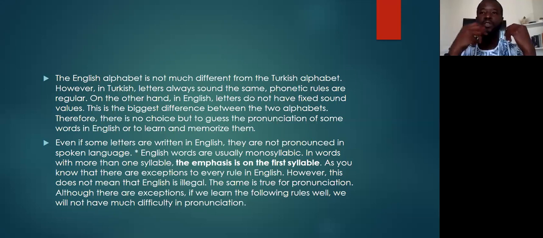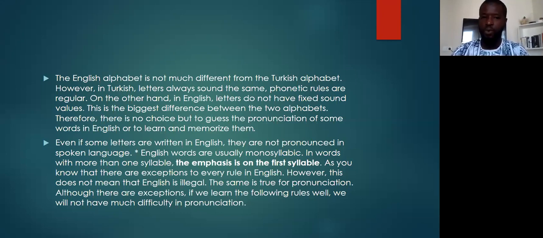The alphabets are similar because all of them come from the Latin alphabet, but the phonetics are different between the languages, in Turkish, in English, in Arabic, or in French and stuff like that. In Turkish, letters always sound the same, of course. So you write, for example, ç, you pronounce it like ç, but in English, it's not the same. It's changeable according to the vowels and the consonants that come later.